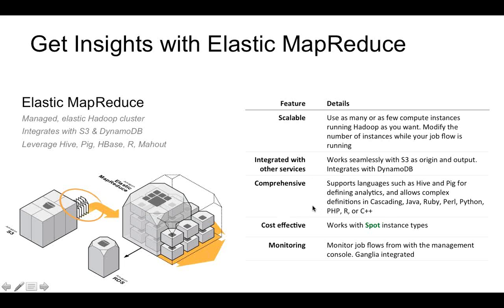And by the way, if you run Elastic MapReduce, it's a really nice best practice to use spot instances. That's a really good way of saving costs. Hadoop and Elastic MapReduce work really well with spot instances because they can automatically replace any failed or disappearing instances without loss of data.